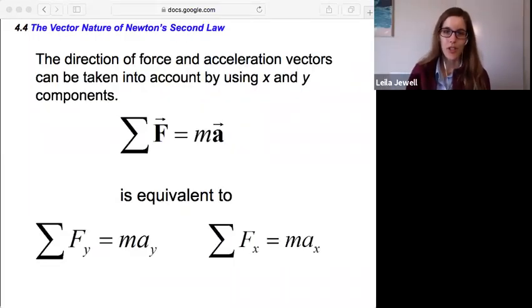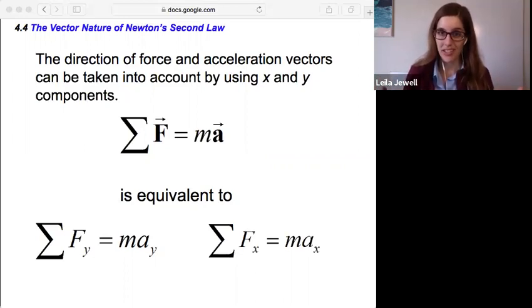Section 4.4, the vector nature of Newton's second law. So this is really just a continuation of the last section. It says the direction of force and acceleration vectors can be taken into account by using x and y components. So this is just as before when we started talking about two dimensions with our motion.